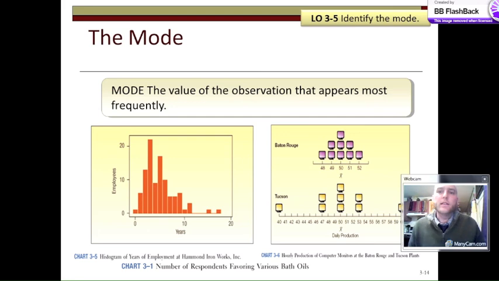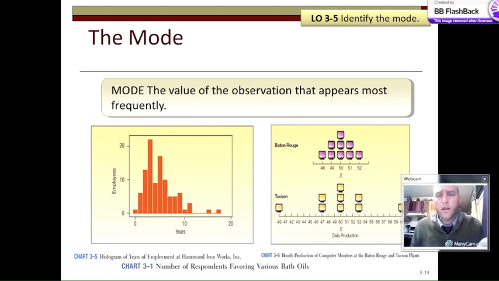The mode is the value of the observation that appears most frequently. Here's two examples. One, we have what looks like a histogram over here and says across the x-axis the number of years that someone has, let's say, been employed at a company, and then the count or frequency is the y-axis. And it appears as though, oh, somewhere around 3 years, there is a big spike. There's also a spike at 5, but at 3, that big spike is our mode. It's the one that appears most often. We could say at this company, most people have been there 3 years.